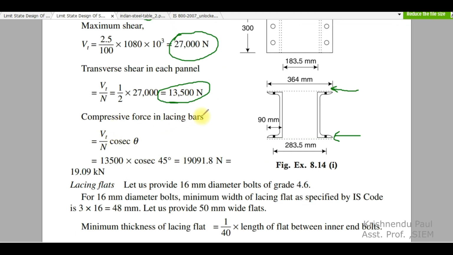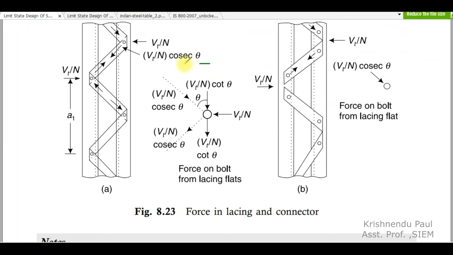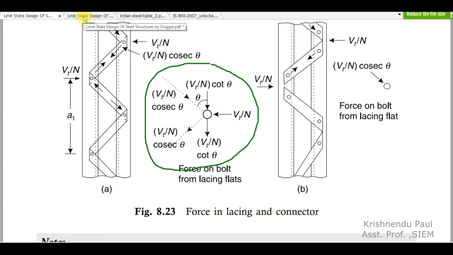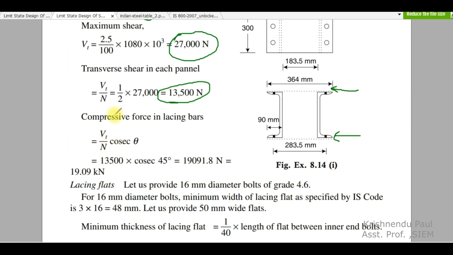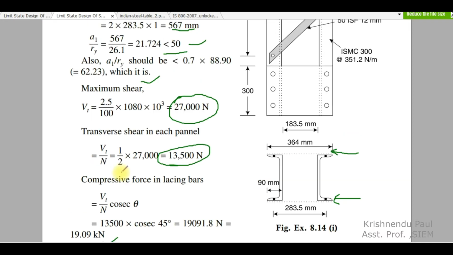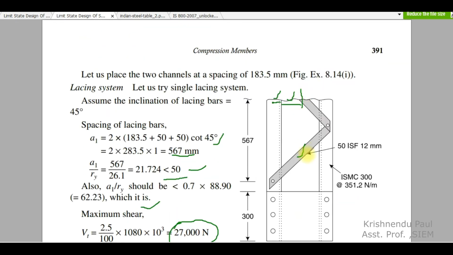So compressive force in the lacing bar, that was discussed earlier. From this figure you can see the compressive force on the lacing is Vt by n cosec theta. It was just discussed earlier, you just go through that. So Vt by n is 13500, and you know the angle theta, so it is 19091 newton, that is 19.09 kilonewton. So we have to provide the required specification for this lacing bar, so that this compressive load of 19.09 kilonewton will be carried by this lacing bar very easily.